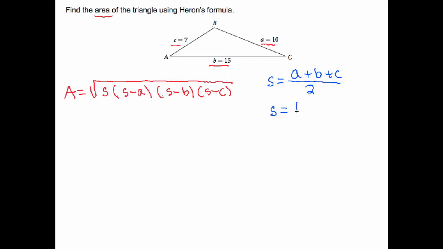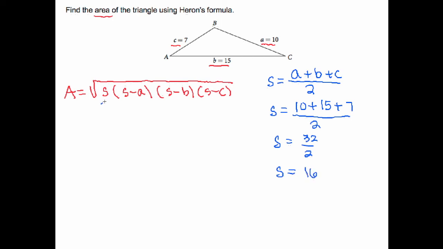Well, we know A is 10, B is 15, and C is 7, so we have 10 plus 15 plus 7 all over 2. So S is equal to 10 plus 15 is 25, and 25 and 7 is 32. We have 32 over 2. If I reduce, I find that half the perimeter is going to be 16.